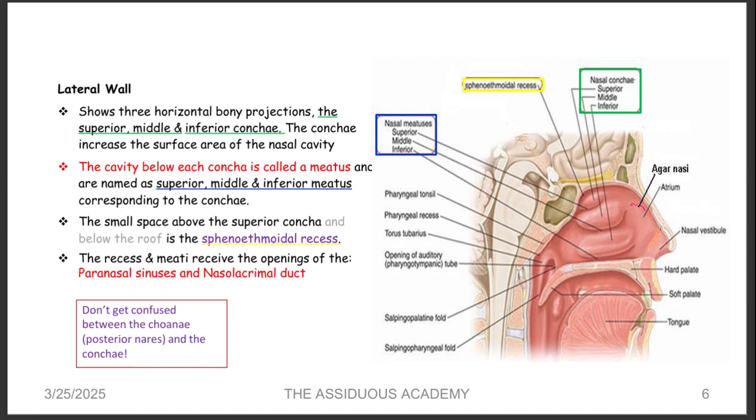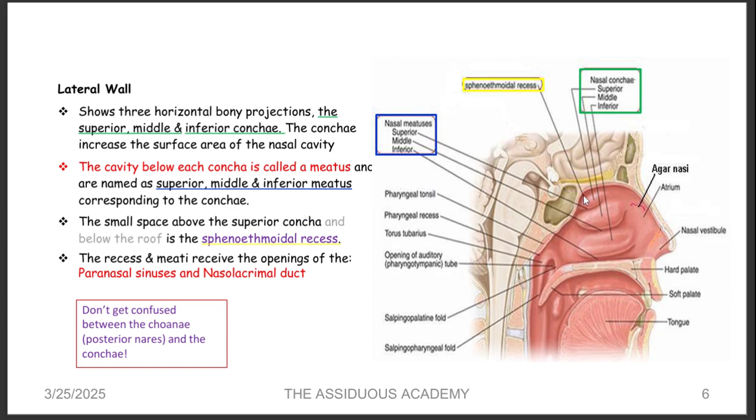Below each one of these concha, you have got a cavity which we call a meatus. So below the superior nasal concha, we are going to have the superior meatus. Below the middle nasal concha, we have got the middle meatus. And then below the inferior nasal concha, we have got the inferior meatus. All right. So that is it.